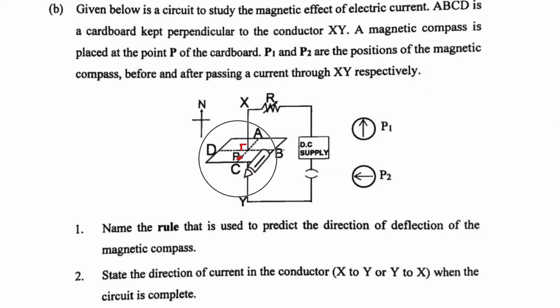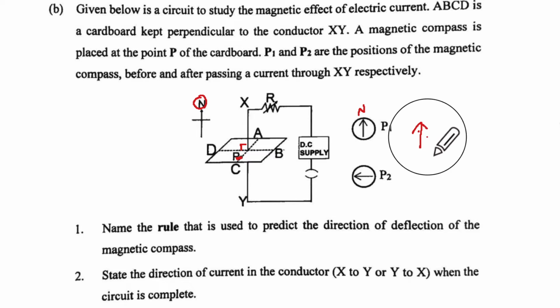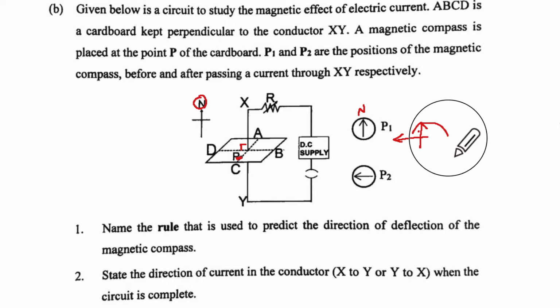So when this compass needle is there, when there is no current passing, it is showing this, which means magnetic compass needle is pointing north as it is here. That means no current is flowing. And the moment the current is flowing, it becomes like this. So first the magnetic compass needle is like this, and then the same thing becomes like this. That means it has rotated like this.